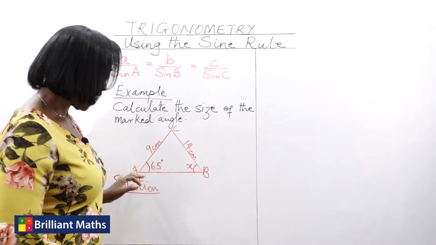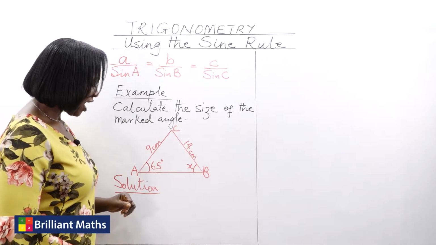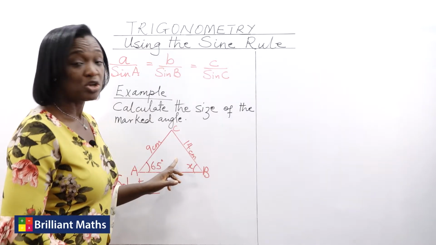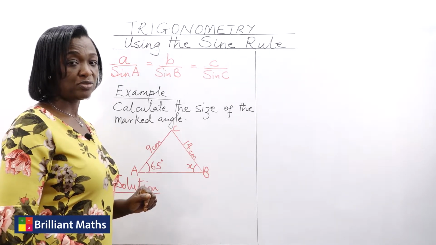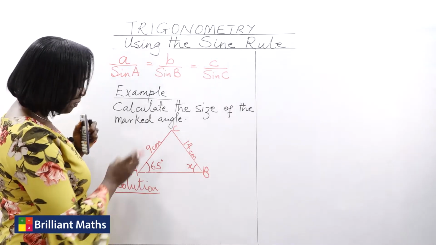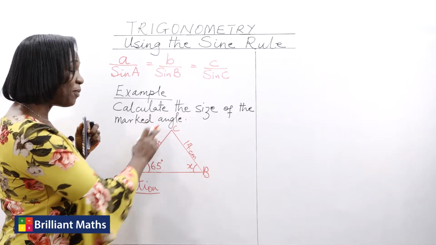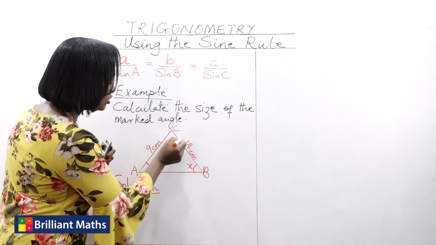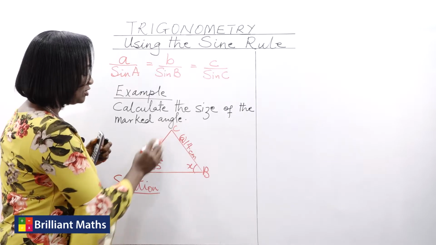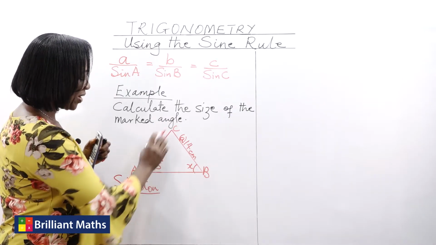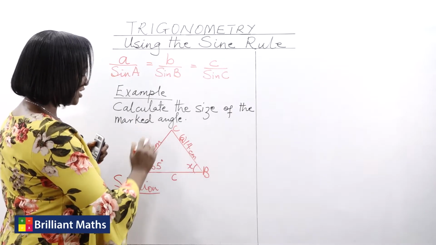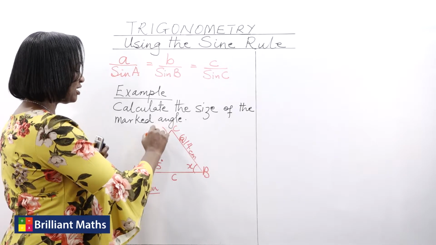So we have triangle ABC, and the angle at A is 65 degrees, and the angle at B is unknown, and that's what we are supposed to find. So using the sine rule, if the uppercase A is here, then the line opposite that angle is lowercase a. So this is our lowercase a. So that's angle C, uppercase C, so that's lowercase c. So the 9 centimeter line is the lowercase b.